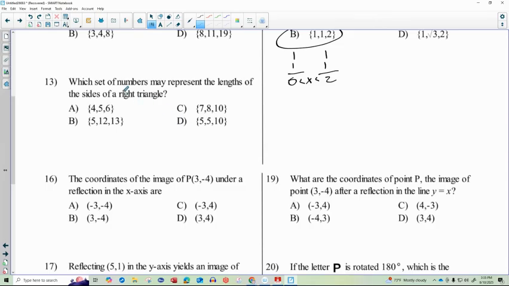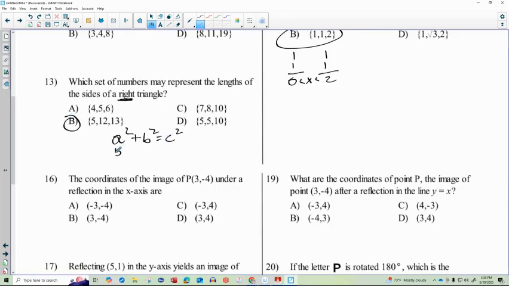Be careful here. This doesn't say which one could be a triangle. It says which could be a right triangle. And therefore, a squared plus b squared equals c squared. The Pythagorean theorem needs to be true, which means you're going to substitute all of them until you find a true statement. This is the correct answer.